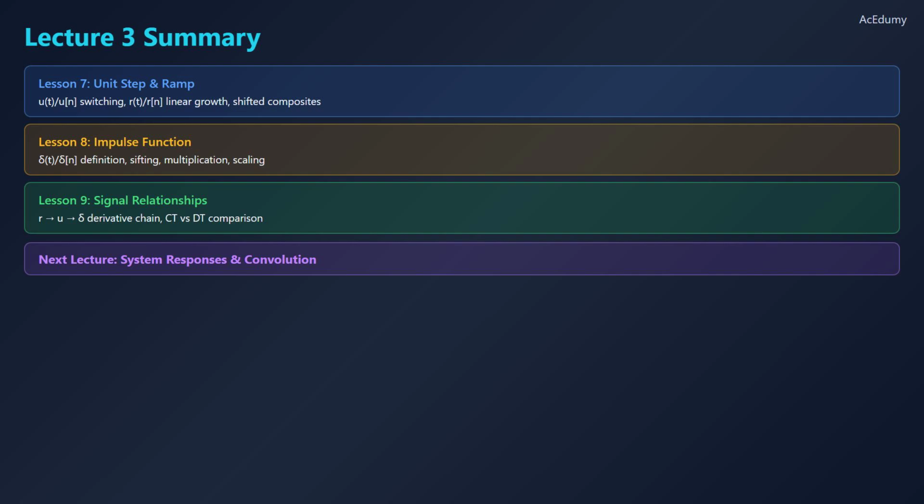This concludes Lecture 3. We defined the unit step for switching, the ramp for linear growth, and the impulse with its shifting, multiplication, and scaling properties. We connected them through derivatives and integrals. Ramp to step to impulse, and integration reverses the chain. These relationships will be essential for system responses and convolution in upcoming lectures.